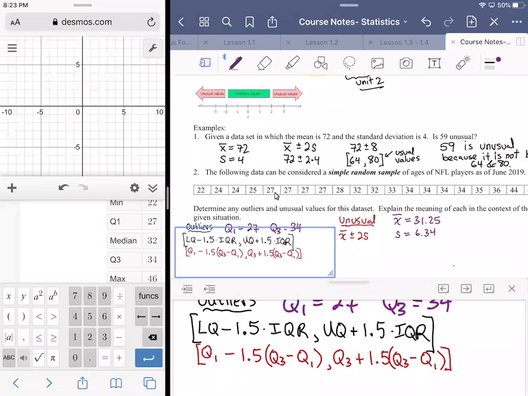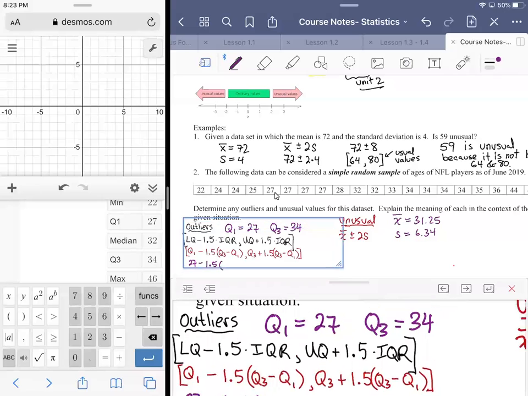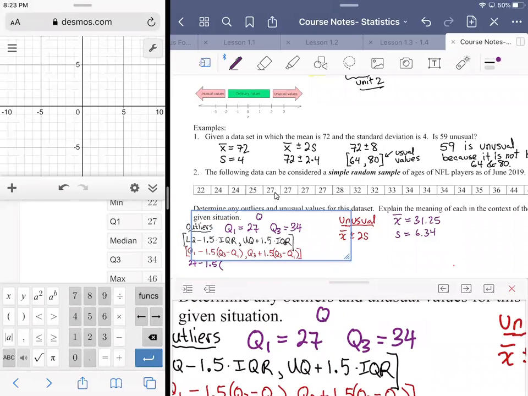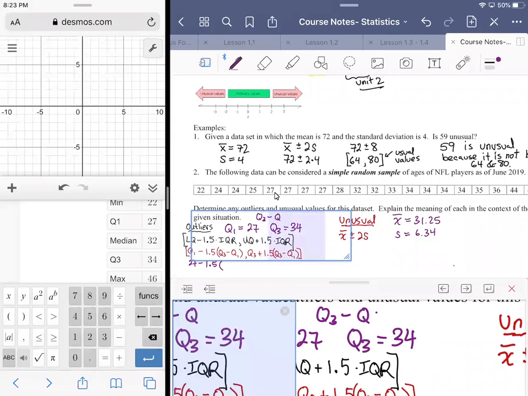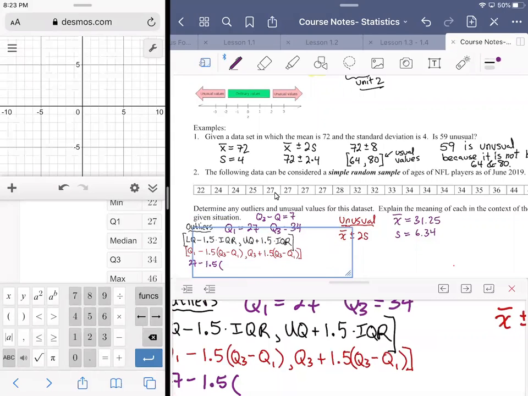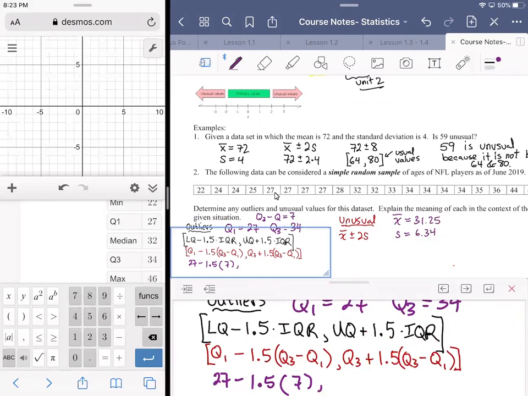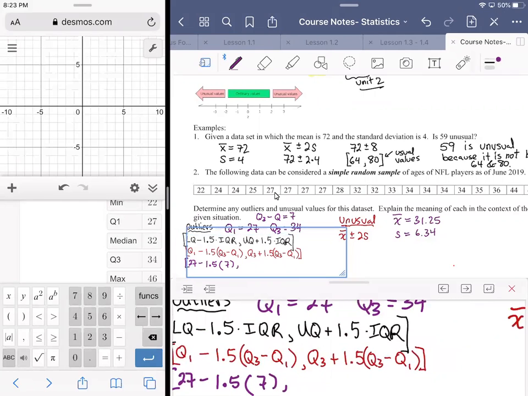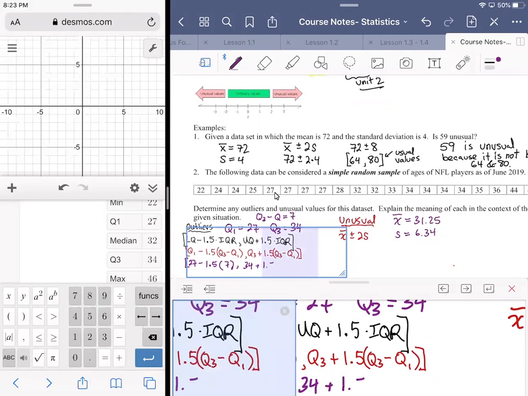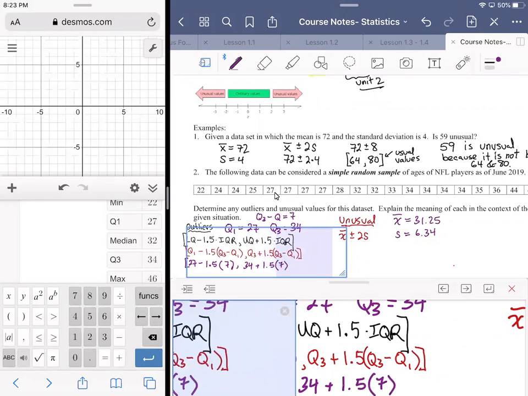I'm just going to jot it at the bottom here. So 27 minus 1.5 times Q3 minus Q1. I could just chuck that over here. Q3 minus Q1, that's equal to 7. So that'll help me come up with my lower bound, comma, my upper bound, which is Q3, the 34, plus 1.5 times that 7 again.